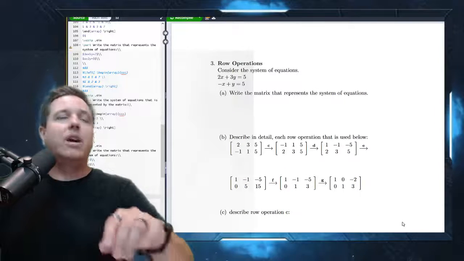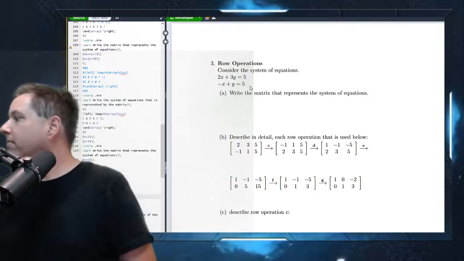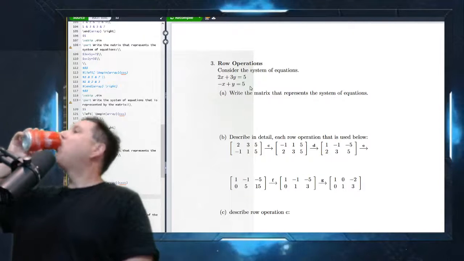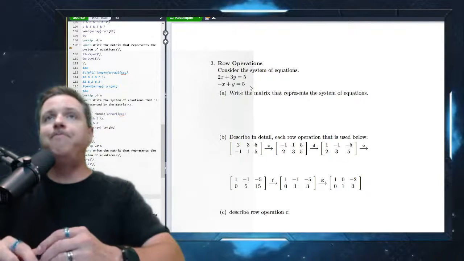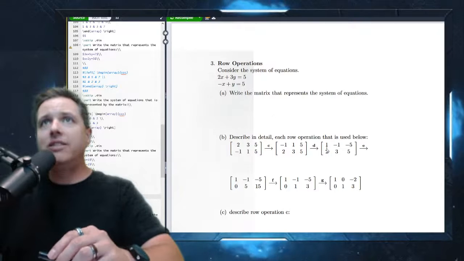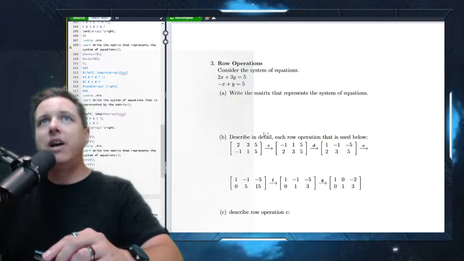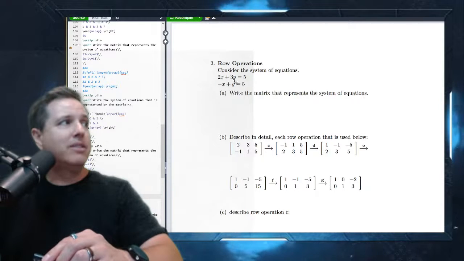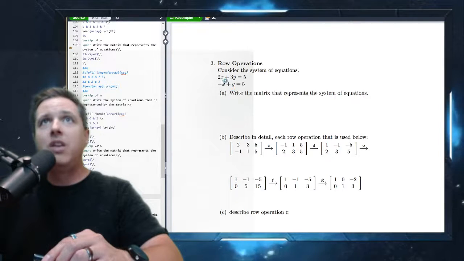Okay, so what do you do, right? Here we have a system where I started off with 2x plus 3y equals 5, negative x plus y equals 5. And we want to solve this system of equations. Well, what I have down here is a series of steps, and if we were in class, I'd have you play with it a little bit, but we don't have enough time. See how we start off with the matrix that represents this system? It's exactly this. 2, 3, 5 is our first row. Negative 1, 1, 5, that's our second row.